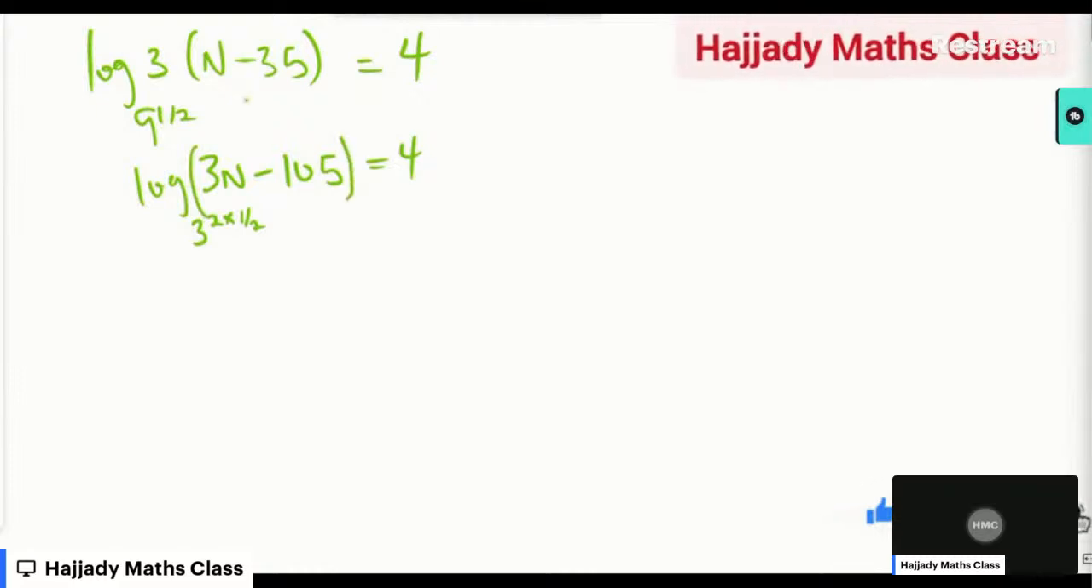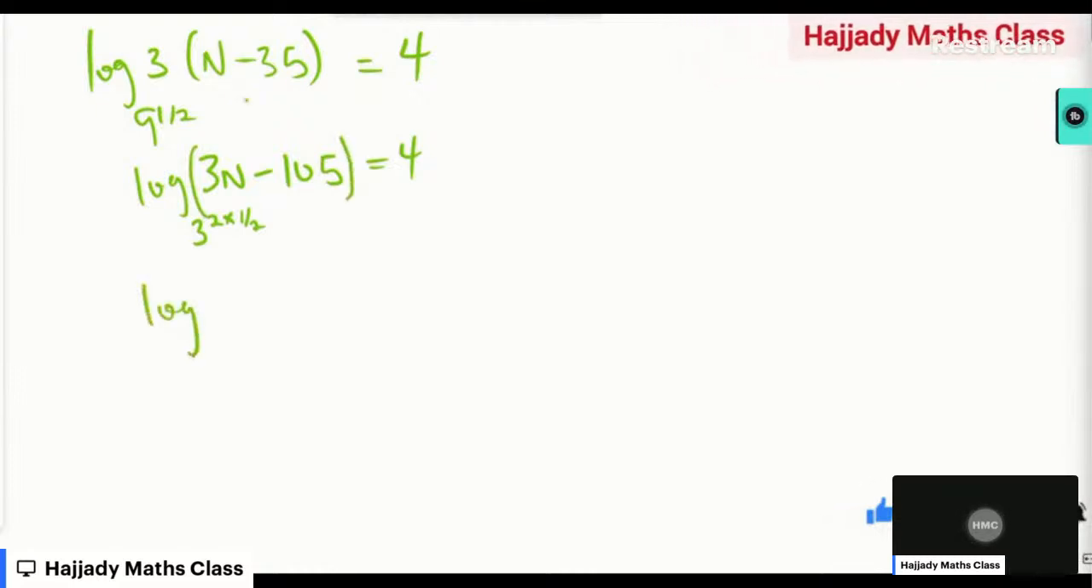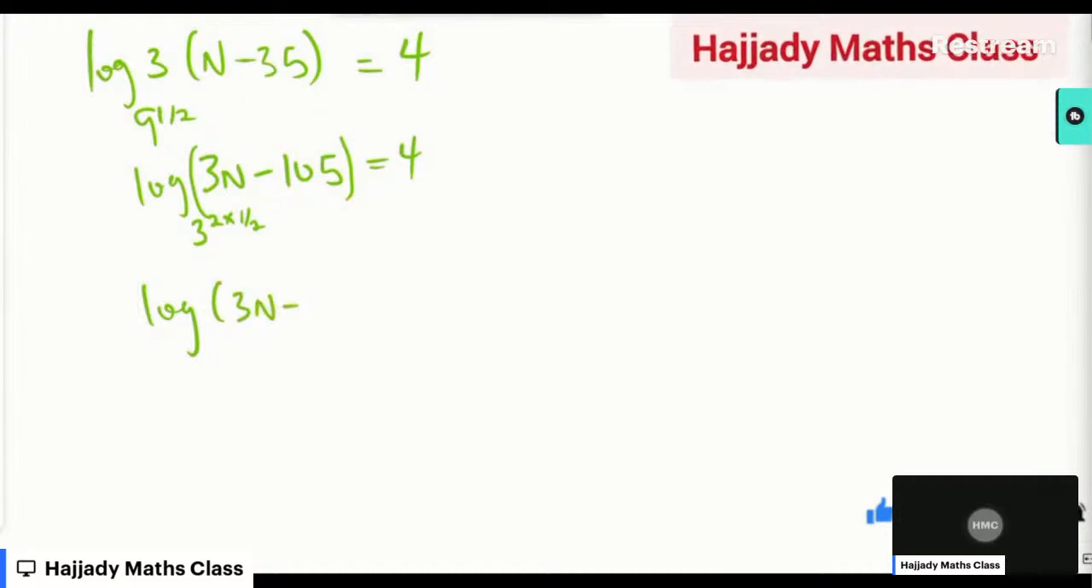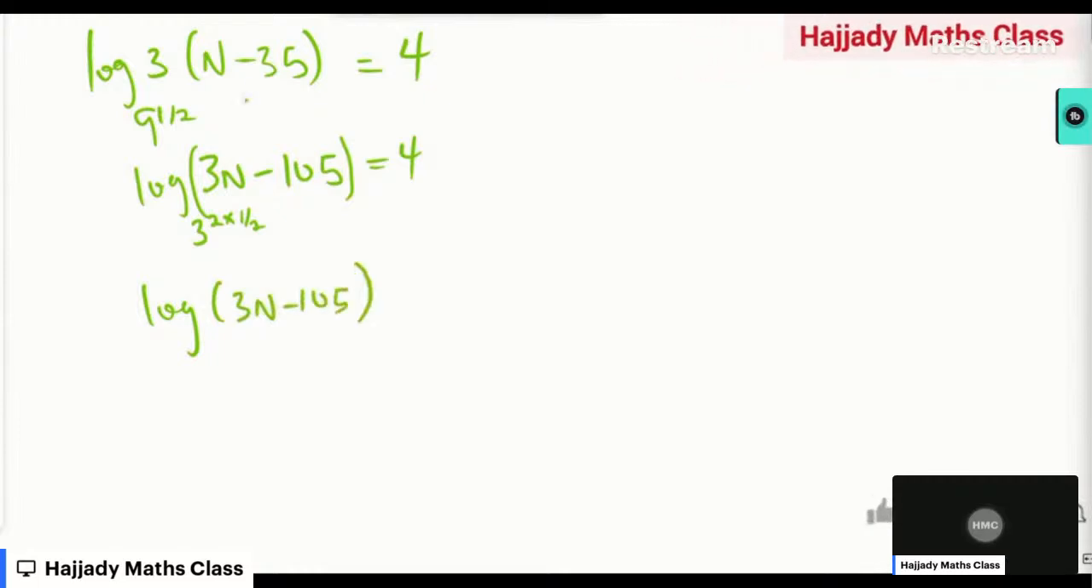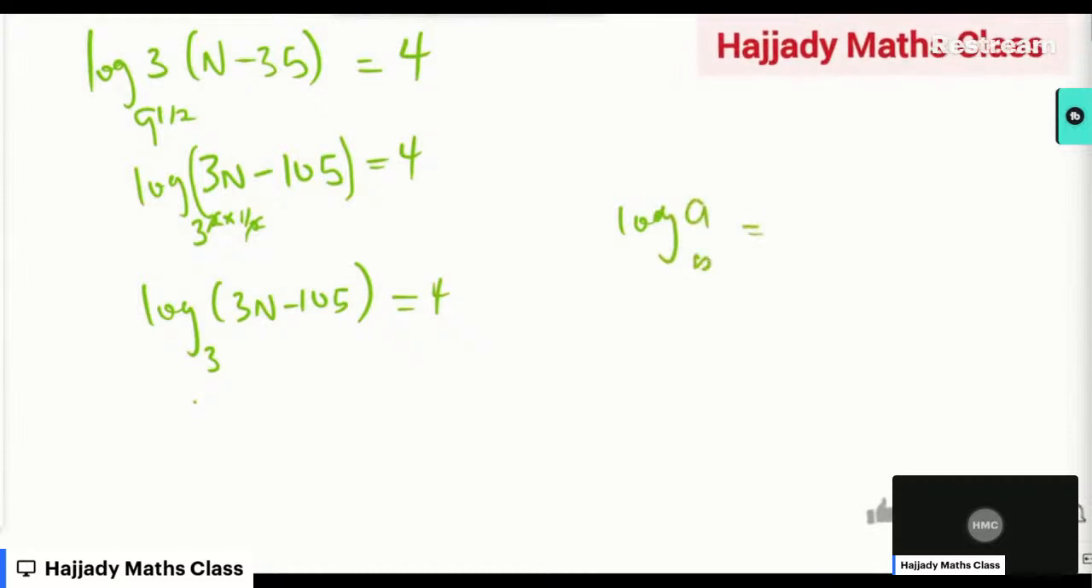So log of 3n minus 105, the base now, the 2 is going to cancel out, and we have 3 as the base, which equals 4. So don't forget the rule of logarithm that says log a to base b equals c. This is going to give us a equals b raised to power c.